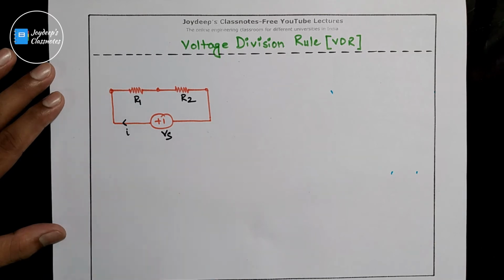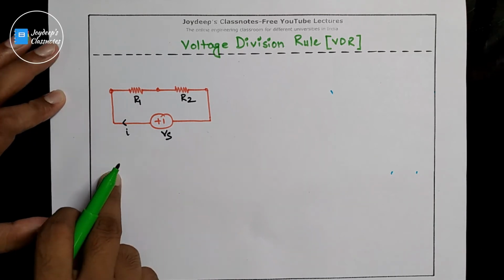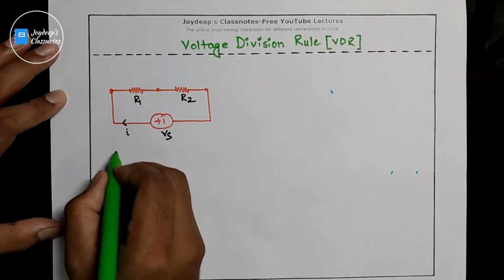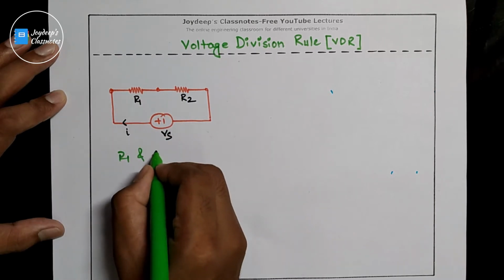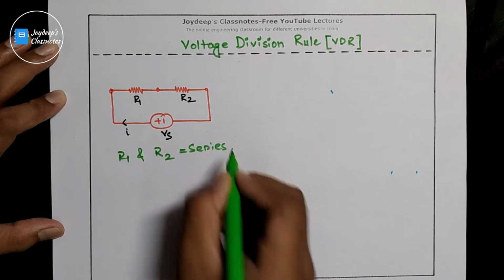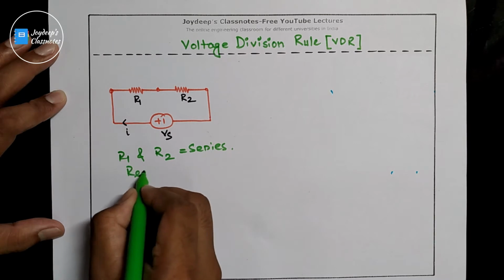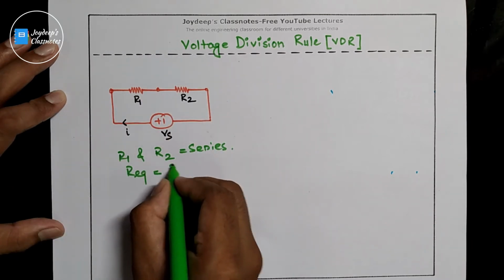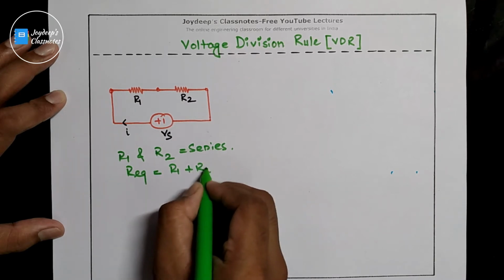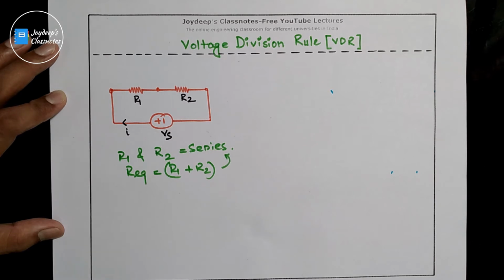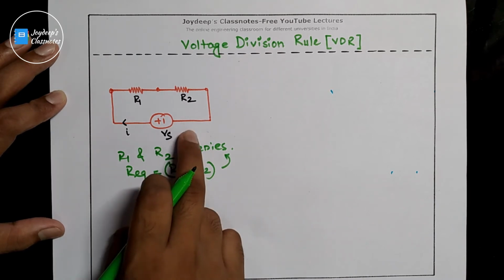Now let's consider this circuit. We can see that these two resistances R1 and R2 are connected in series, right? So the R equivalent for this overall circuit is R1 plus R2, because they are kept in series. So this is the overall resistance for this circuit.